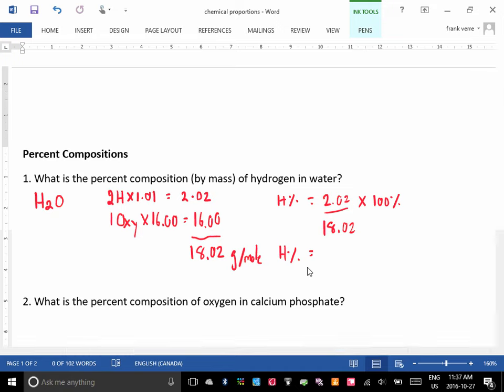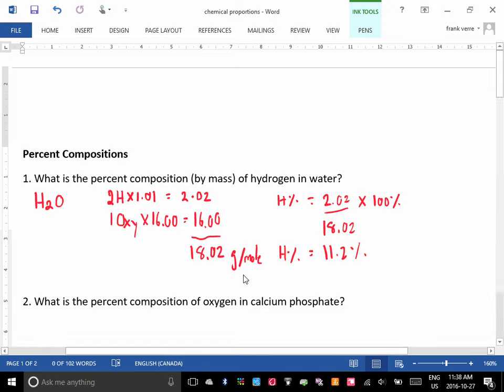Is it 11.2? Well, let's round off to 3 significant digits. So 11.2%. Which means then the mass of oxygen would have to be 89.8%. How's that? Easy so far, right?